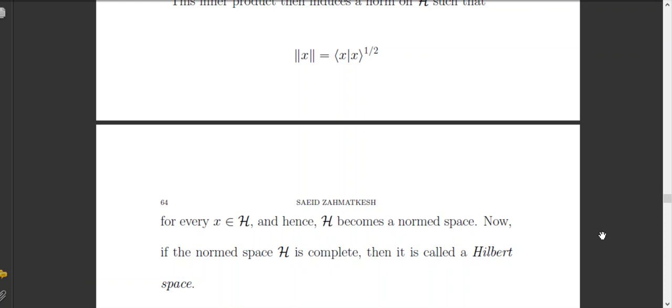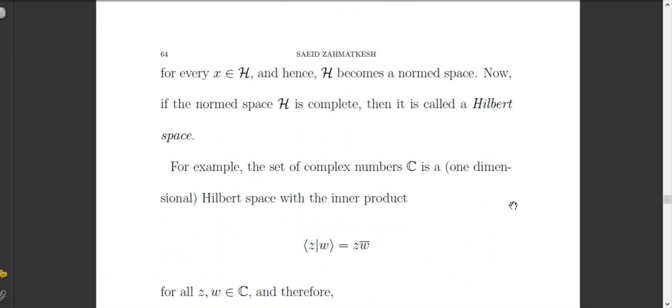So actually every Hilbert space is a Banach space. Remember, every Hilbert space actually is a normed space, right? But the norm is coming from the inner product. So every Hilbert space is a complete normed space, but the norm is coming from the inner product. But remember, every Hilbert space is a Banach space, but not every Banach space is a Hilbert space. So remember.